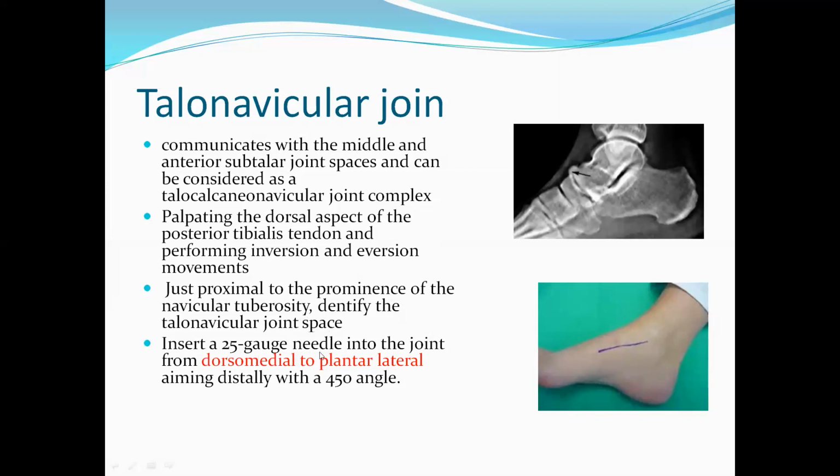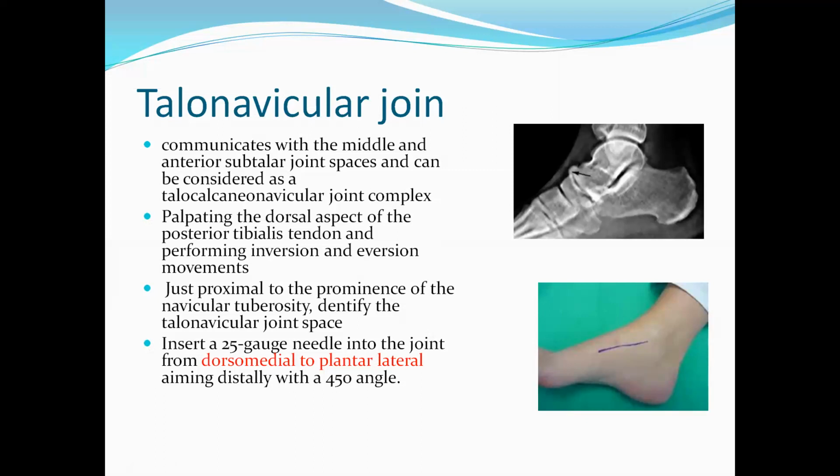Insert a 25 gauge needle into the joint from posteromedial to plantar lateral, aiming distally at a 45-degree angle. The reason is that more space is available on the distal part. So your needle should be directed distally and plantarwards. This is the most superficial joint, so it is not a big thing to inject into it.